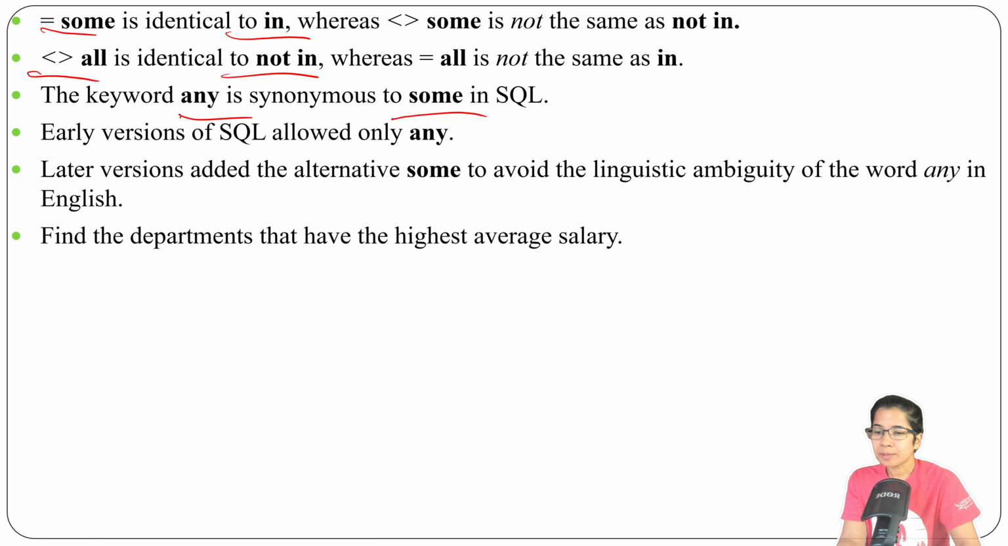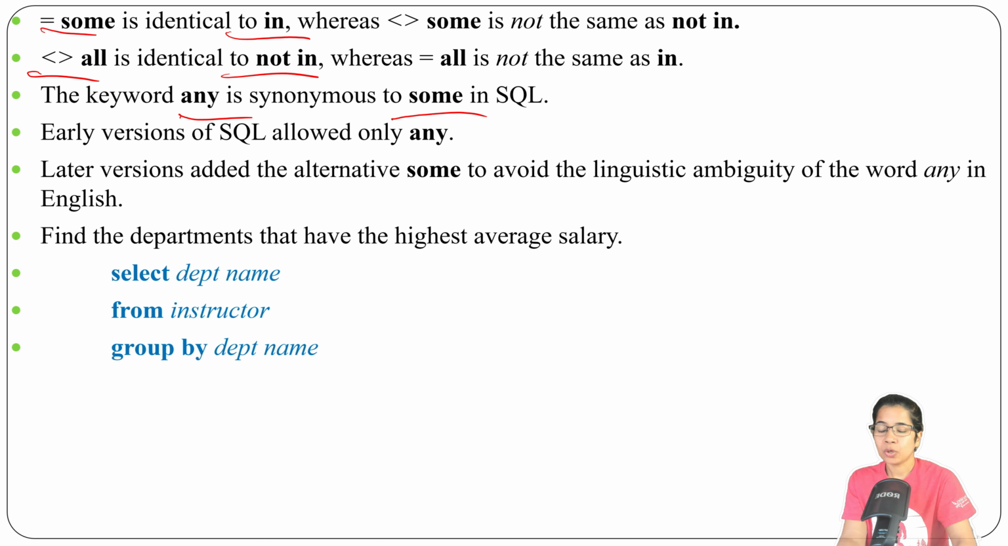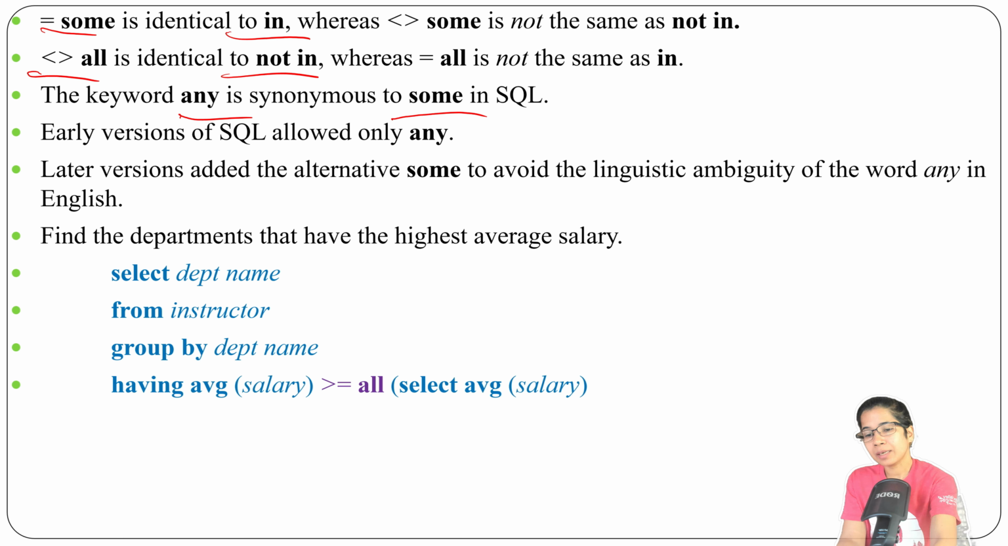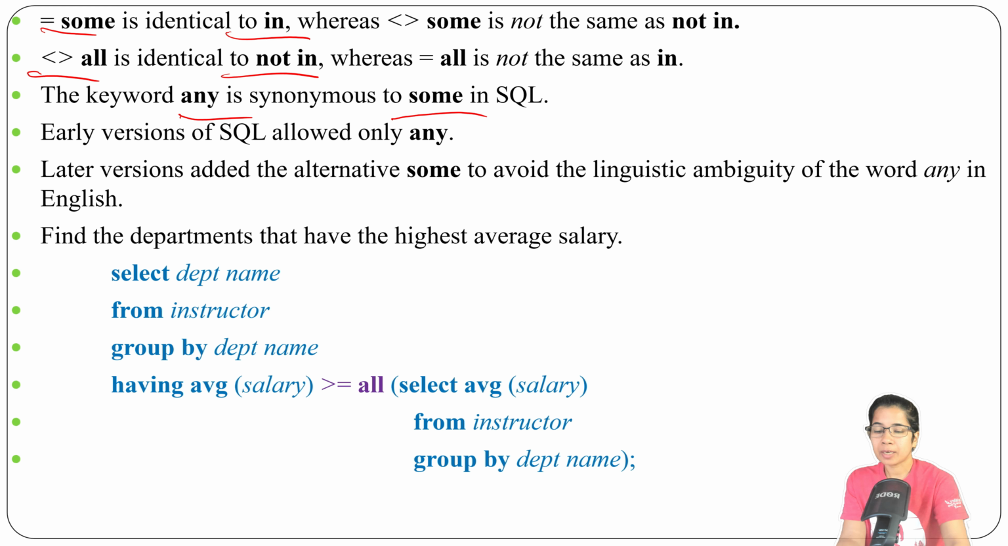Let's see another example. Find the department that has the highest average salary. We need to find the average salary of each department. Then we need to compare their average salary. So select department name from instructor, group by department name, having average salary greater than equals to all. Select average salary from instructor, group by department name.